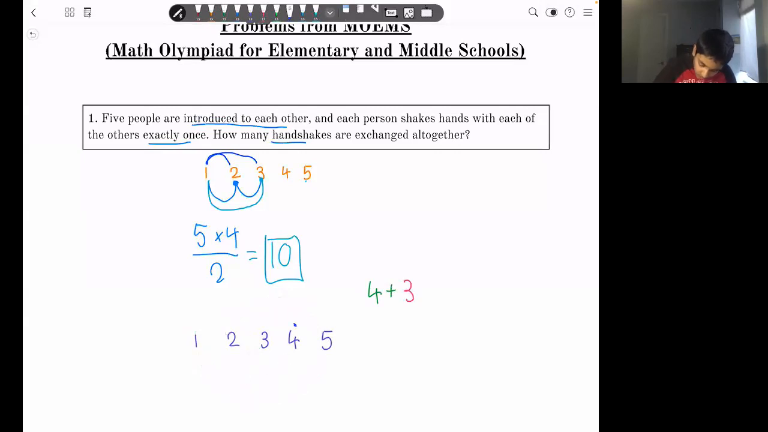Now for 3, it already shook hands with 2 and 1. We already counted those handshakes. So now 3 shakes hands with 4, 3 shakes hands with 5, that's 2 more. And now 4 shakes hands with 5, so that's plus 1, and we get 10. Again, any questions on the second method? Okay, let's move on to number 2.